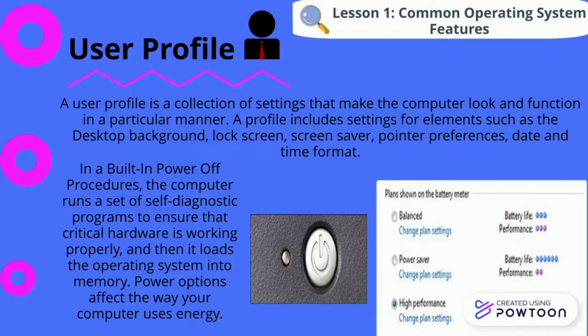In the built-in power-on procedures, the computer runs a set of self-diagnostic programs to ensure that critical hardware is working properly, and then it loads the operating system into memory. Power options affect the way your computer uses energy.